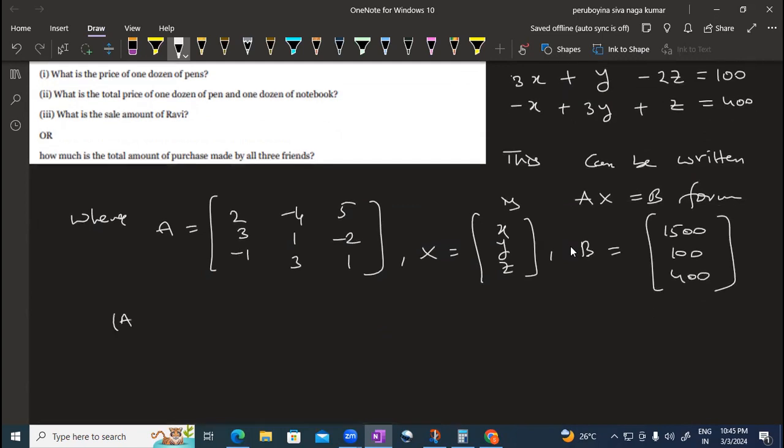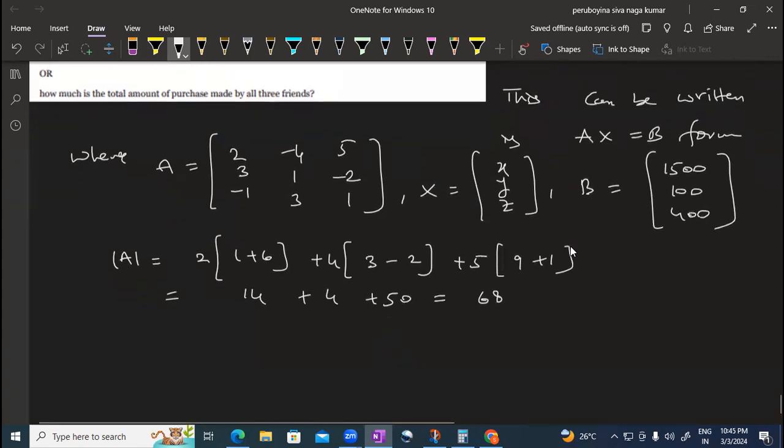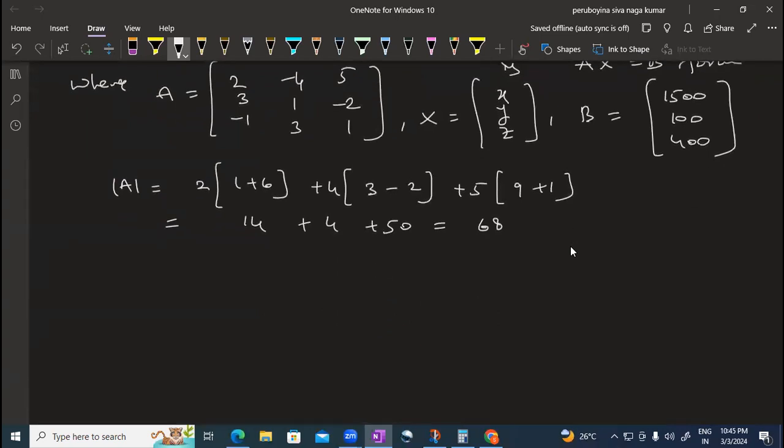Now calculate det A. So 2 times of 1 plus 6, plus 4 times of 3 minus 2, plus 5 times of 9 plus 1. 2 sevens are 14, plus 4, plus 50. So this is 68, and which is not 0.